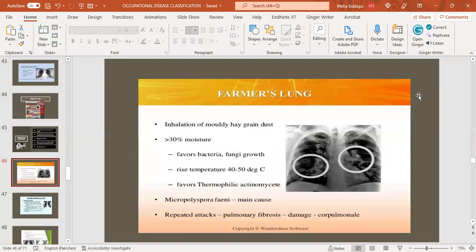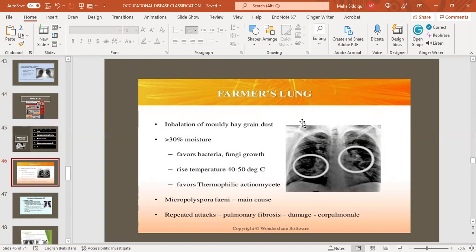Then the last occupational lung disease, farmer's lung. It is due to the inhalation of moldy hay grain dust. Greater than 30% moisture favors bacteria and fungi growth. A rise in temperature to 40 to 50 degrees centigrade favors thermophilic actinomycetes. And Micropolyspora faeni is the main cause.